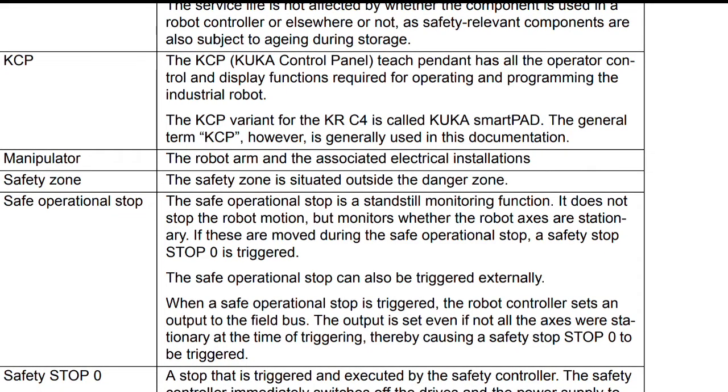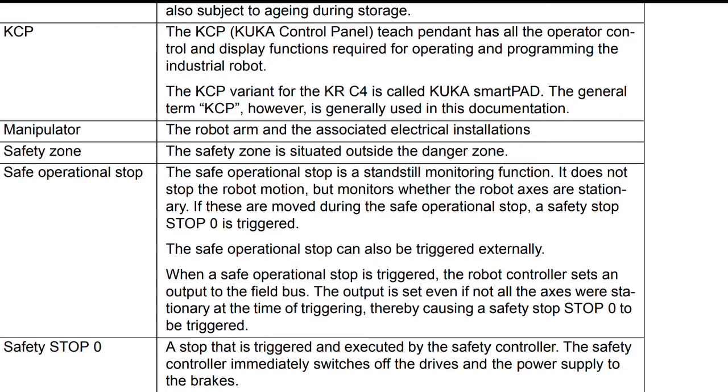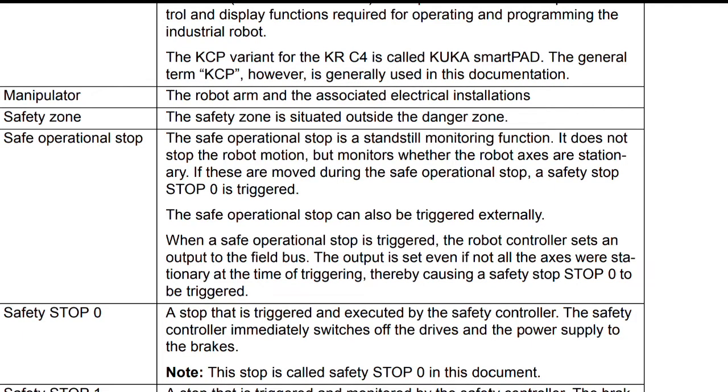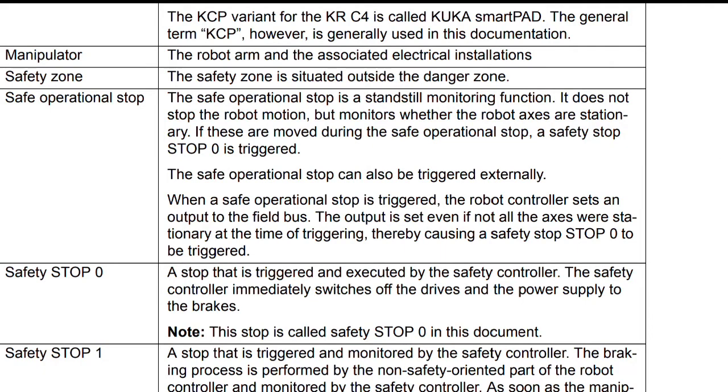Safe operational stop. The safe operational stop is a standstill monitoring function. It does not stop the robot motion, but monitors whether the robot axes are stationary. If these are moved during the safe operational stop, a safety stop 0 is triggered. The safe operational stop can also be triggered externally. When a safe operational stop is triggered, the robot controller sets an output to the field bus. The output is set even if not all the axes were stationary at the time of triggering, thereby causing a safety stop 0 to be triggered.